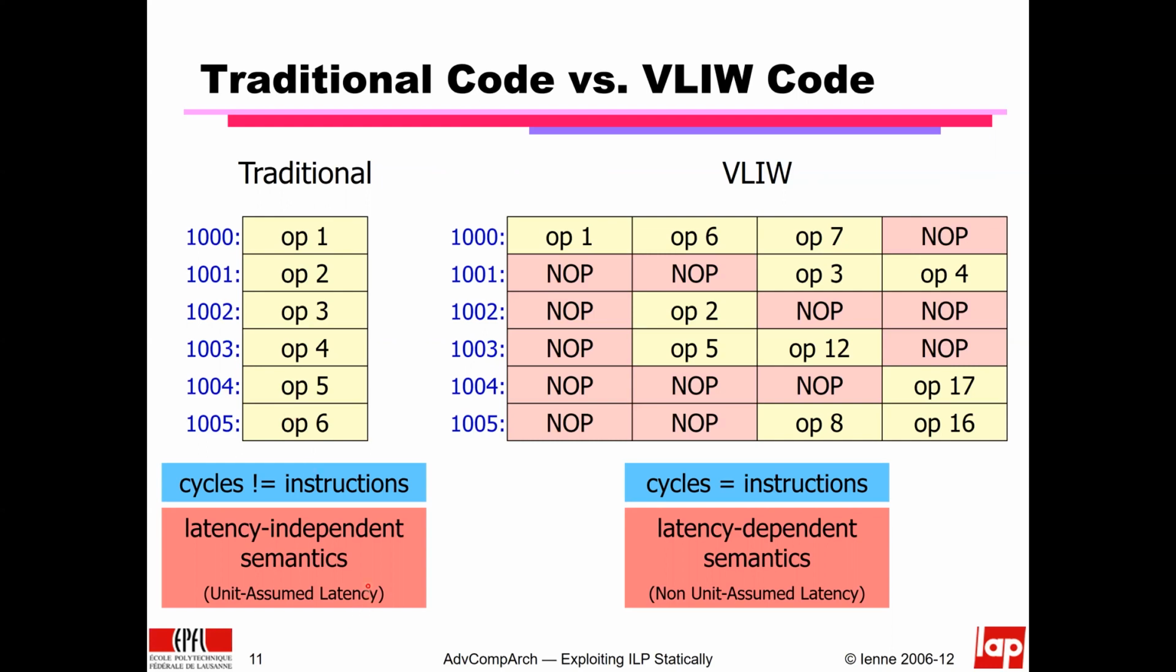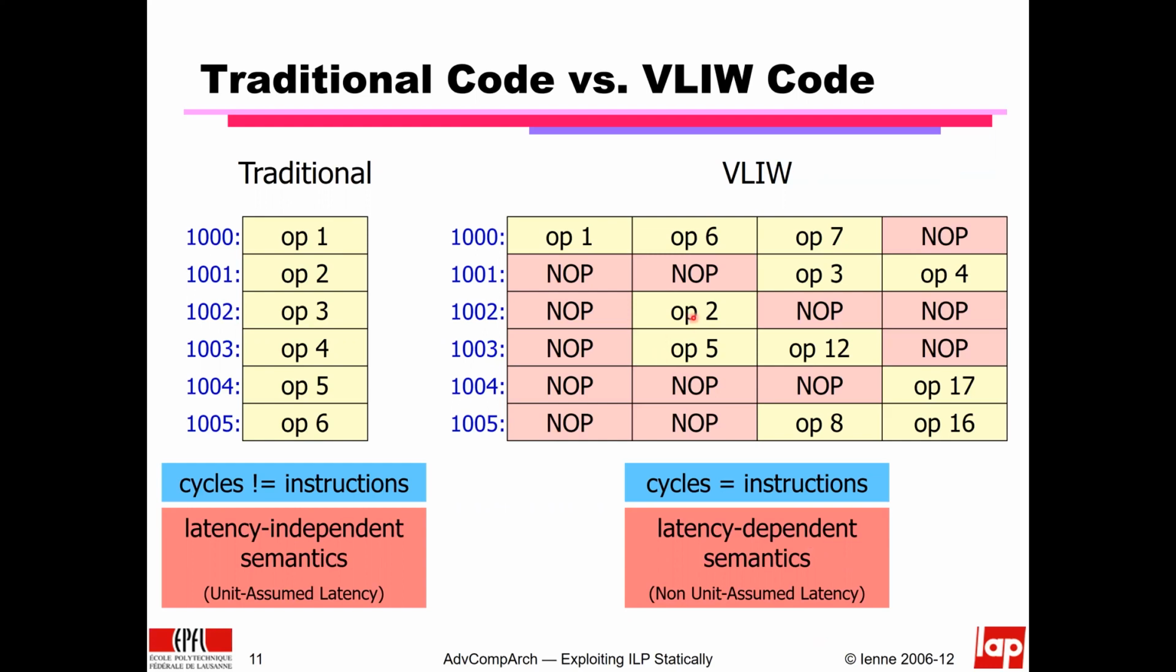People call it also latency independent semantics, in the sense that I have no idea how many cycles operation 1 will take, or people call it unit assumed latency, in the sense that in my head I say, okay, do operation 1, it takes 1 cycle, then operation 2, it takes 1 cycle. I don't know, it's irrelevant, right? And so in my mind, I think of it as 1 because it's simple for my brain, but it's irrelevant. And here, I cannot assume unit latency. There is a specific latency, and the semantic depends on this latency, right?